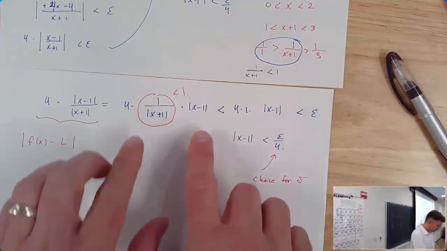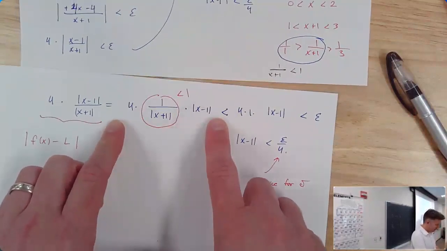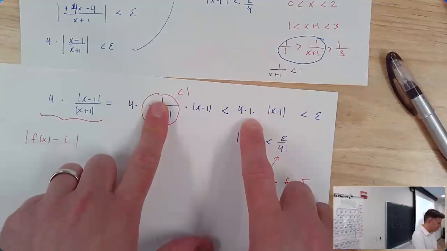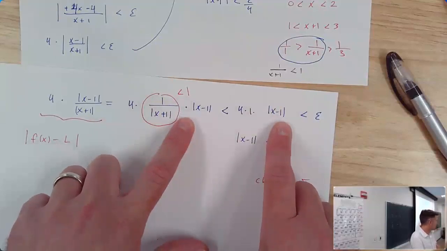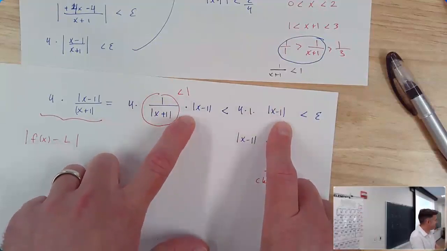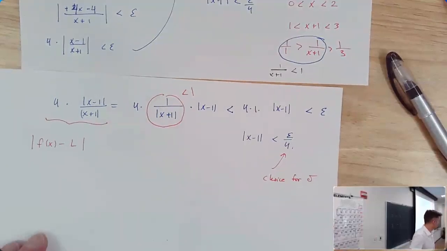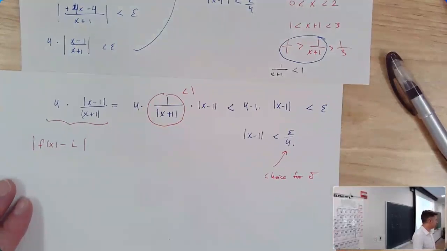Right, because of this inequality, 4 times a thing is less than 4 times 1 times the thing. I'm just saying that this is less than 1. Multiply by 4, multiply by another positive thing, the inequality is still retained.